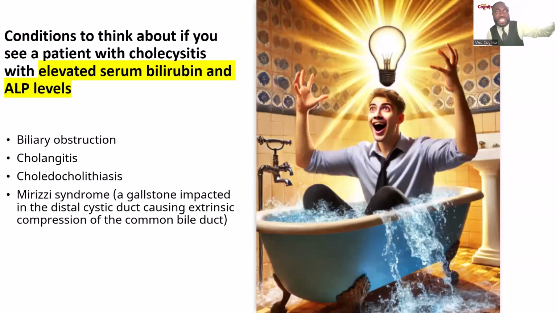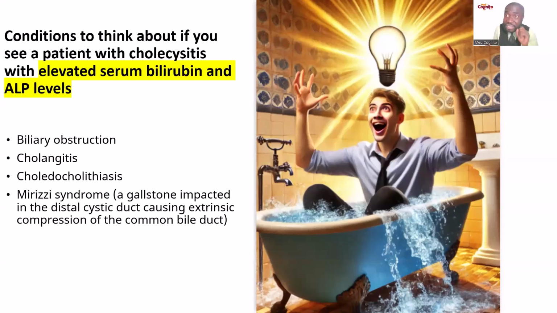So conditions to think about if you see a patient with cholecystitis with elevated serum bilirubin and ALP levels. Number 1, biliary obstruction. Number 2, cholangitis. Number 3, choledocholithiasis. Choledocholithiasis basically means that the bile duct itself is blocked.